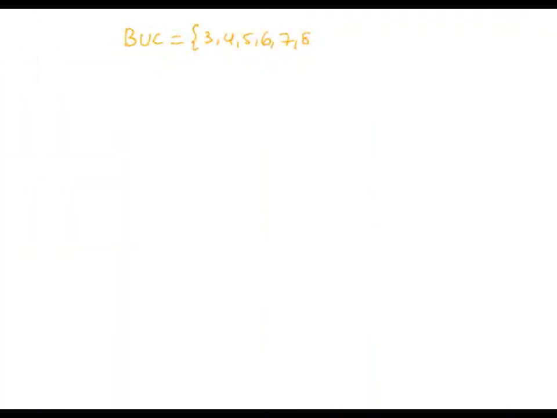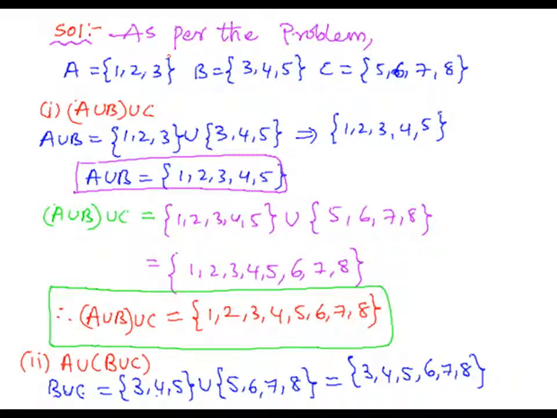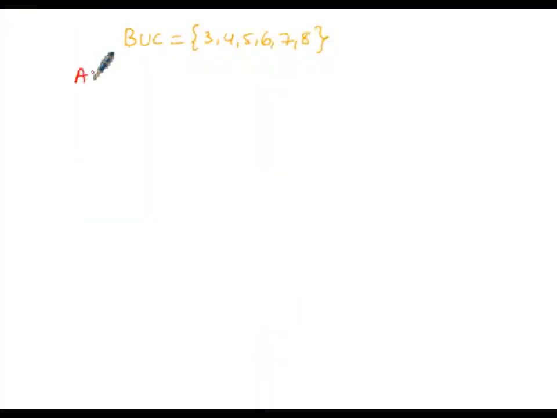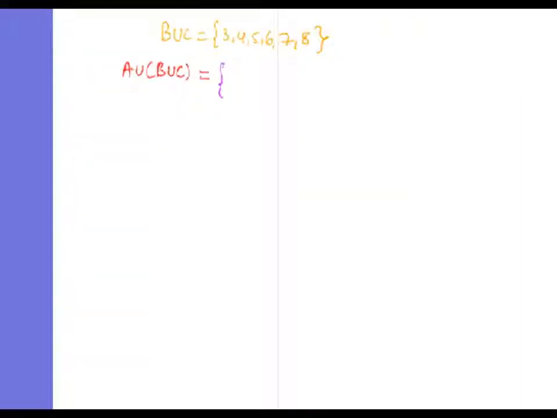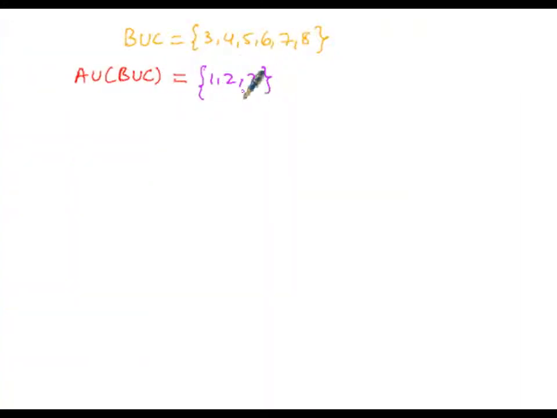So 3, 4, 5, 6, 7, 8 are the elements of set B union C, but overall we have to find A union of B union C. In order to find A union of B union C, set A elements are 1, 2, 3. Then union with B union C, whose elements are 3, 4, 5, 6, 7 and 8.